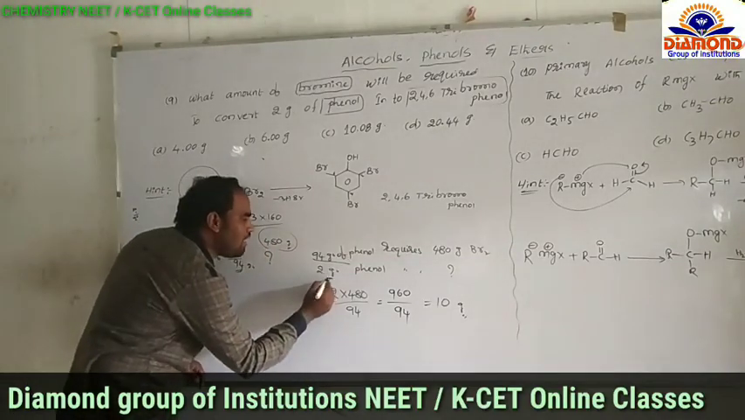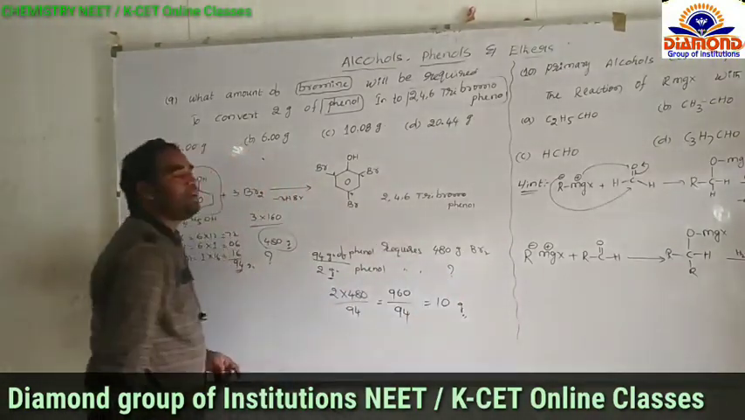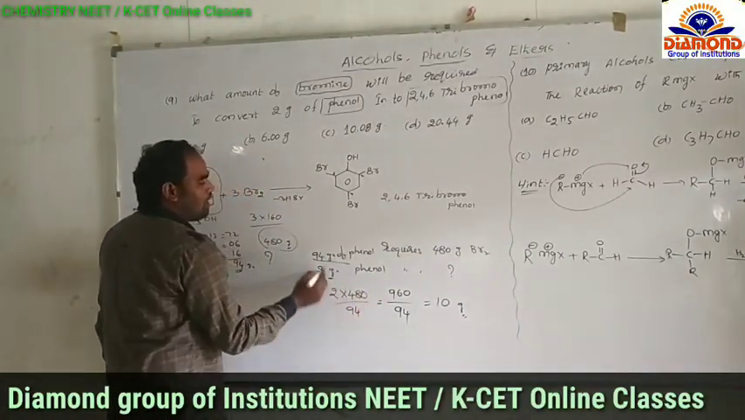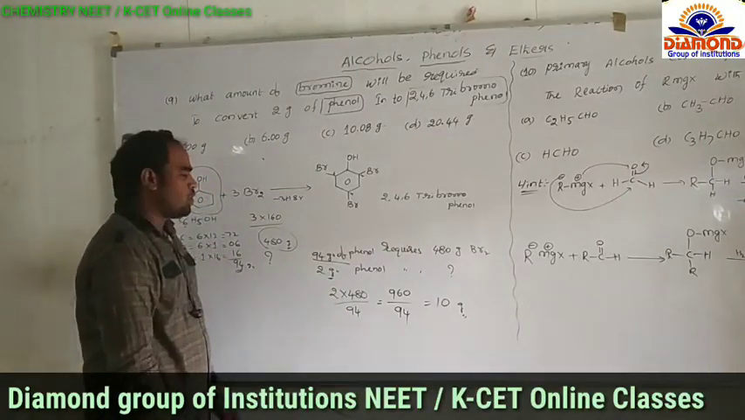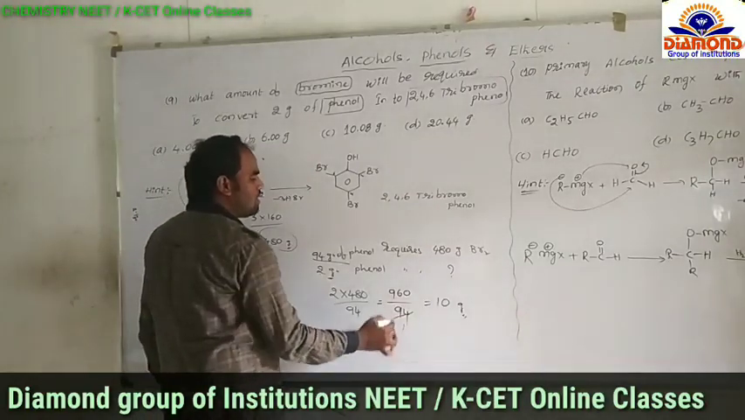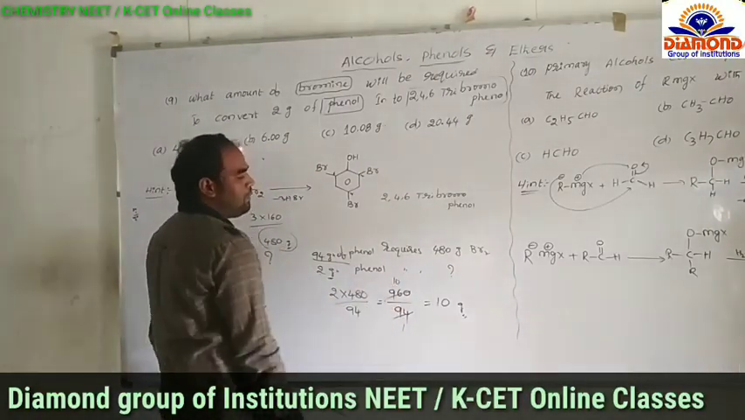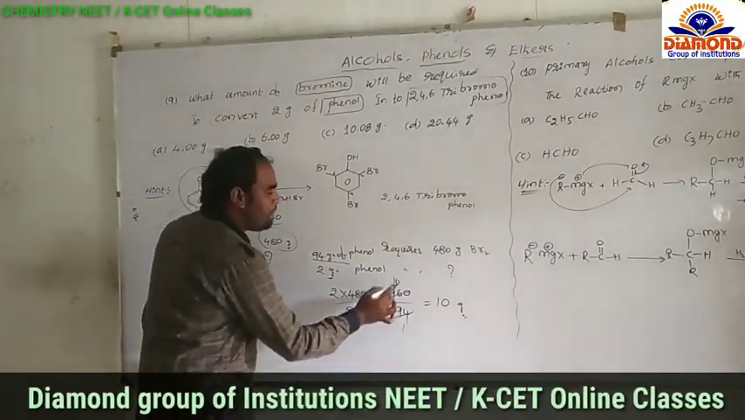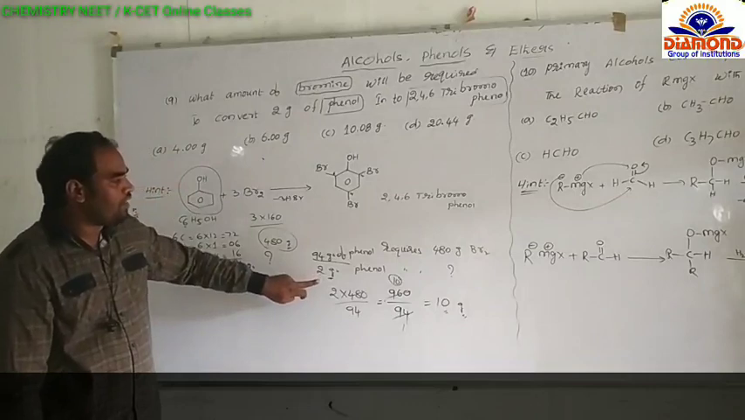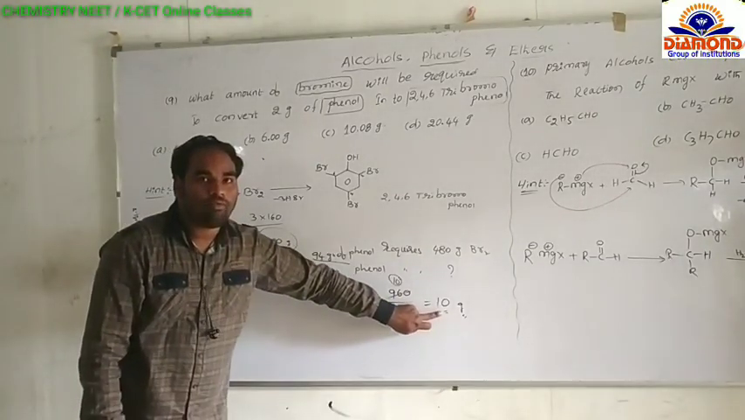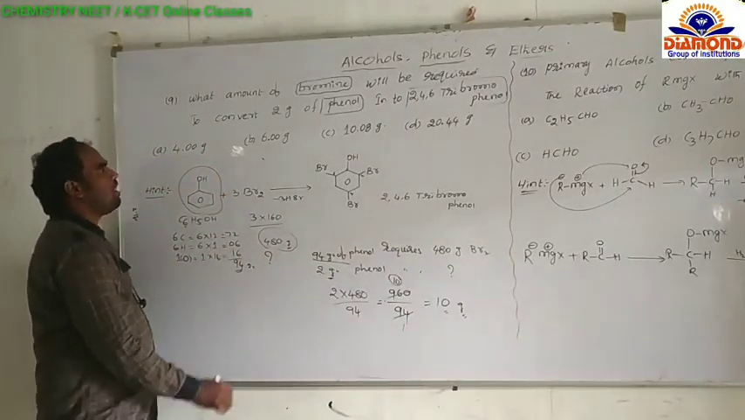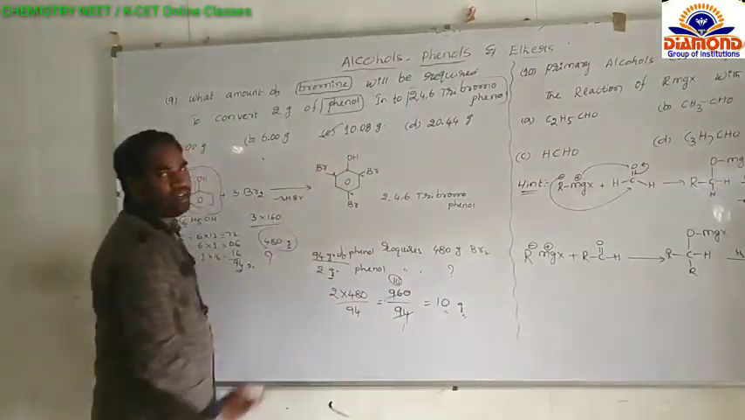Then 2 grams of phenol requires how much bromine? That is the question. Therefore, 2 into 480 by 94. 2 into 480 is 960. 94 tens are 940. The remaining 20 is there. That means nearly 10 grams. So 2 grams of phenol requires 10 grams of bromine to convert to 2,4,6 tribromophenol. This is the answer.